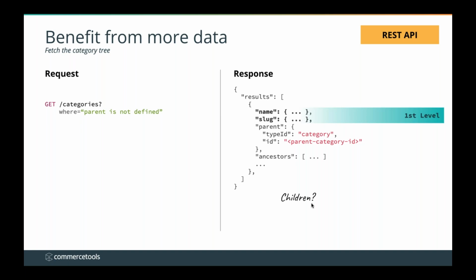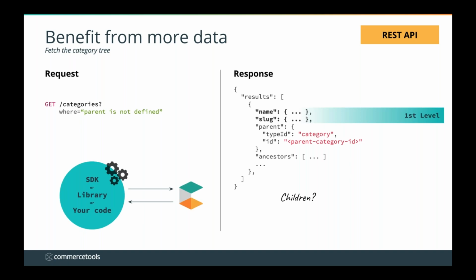So if you want to build a category tree, you will have to use some of the SDKs that we provide or some libraries or your own code to extract this information. I mean, it is possible. It's just going to be a little bit of post-processing.